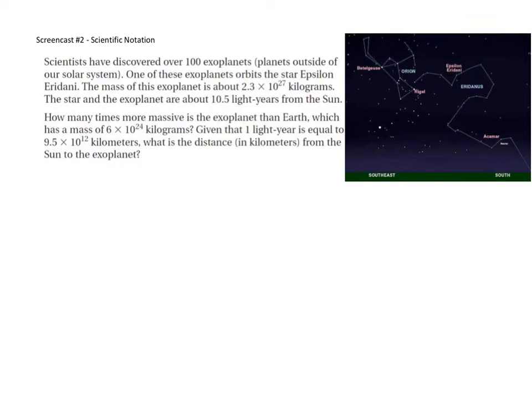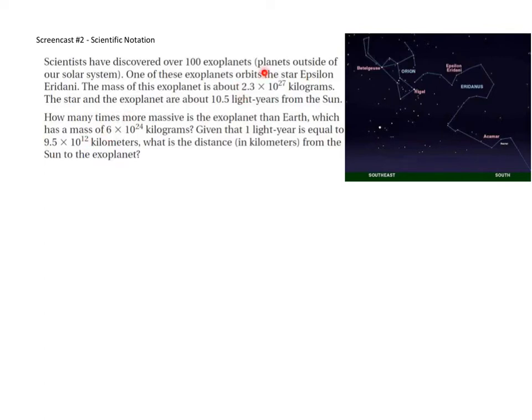The question is, and there are two of them, how many times more massive is the exoplanet than Earth? Which of course implies that this exoplanet is much larger than Earth, because Earth has a mass of 6 times 10 to the 24th kilograms. As you can see, the exoplanet is 2.3 times 10 to the 27th kilograms. You already know it's bigger.